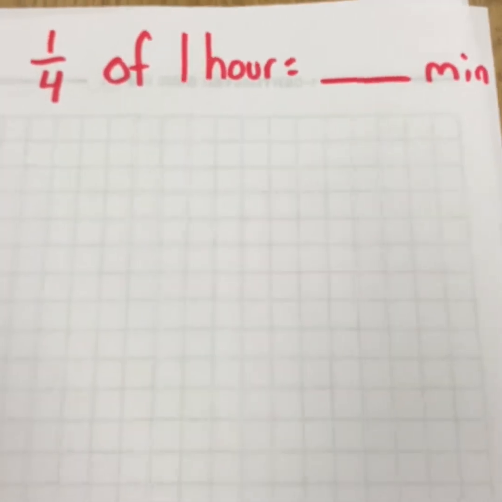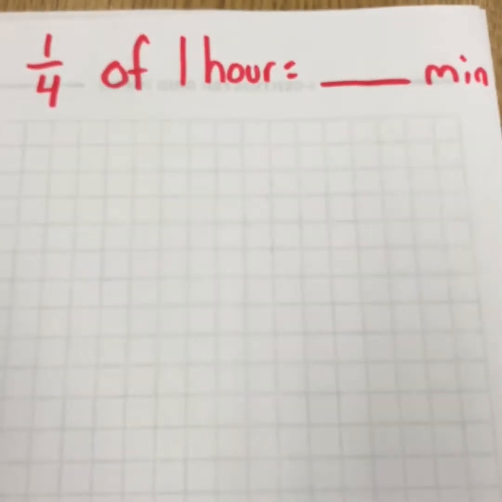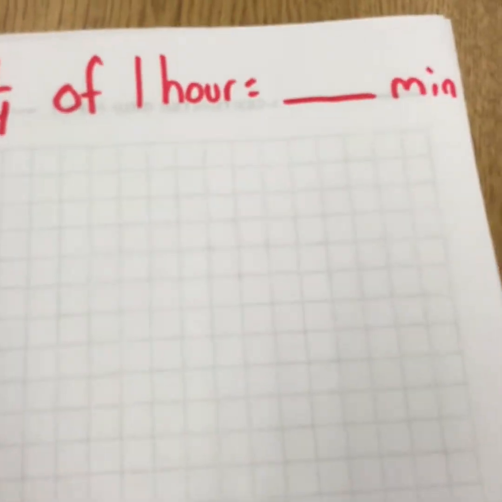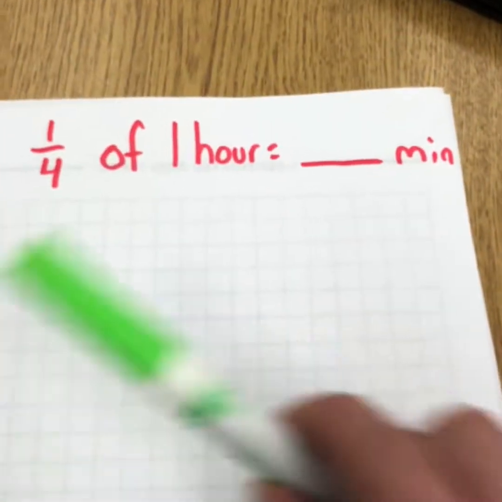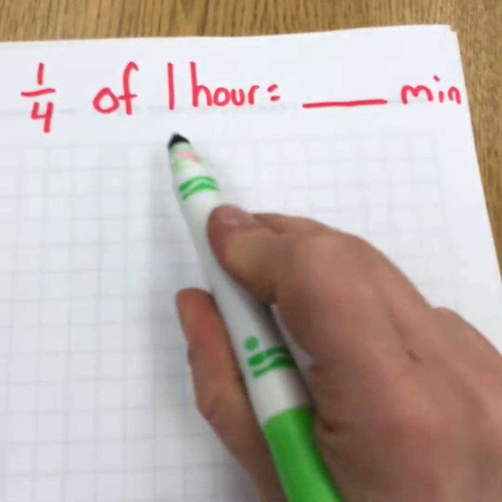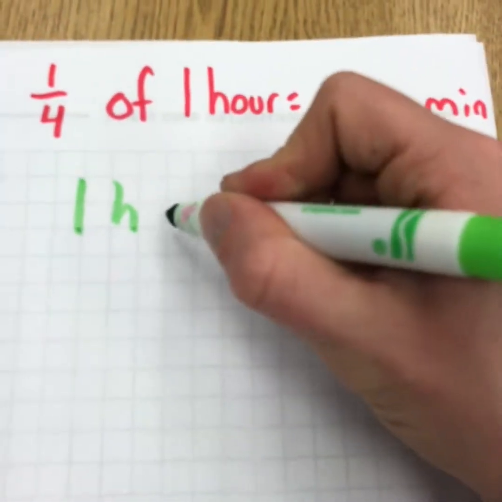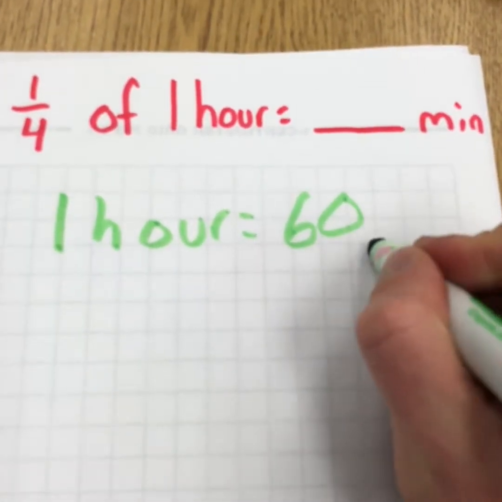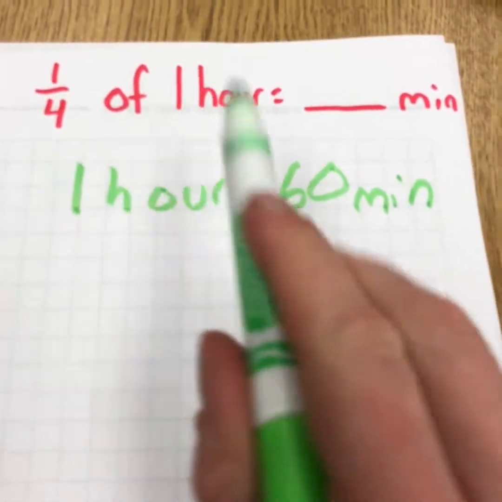Okay, so the next thing to know is that oftentimes you'll see this concept of multiplying fractions when it comes to conversions. So for instance, I might see a problem like 1/4 of 1 hour equals how many minutes? So the first thing I need to know is how many minutes is 1 hour? So I know that 1 hour equals 60 minutes, okay? So I'm looking for 1/4 of 1 hour.